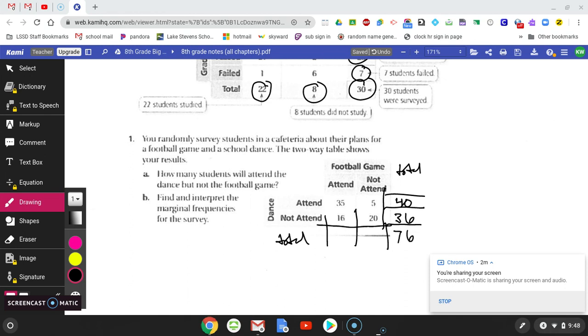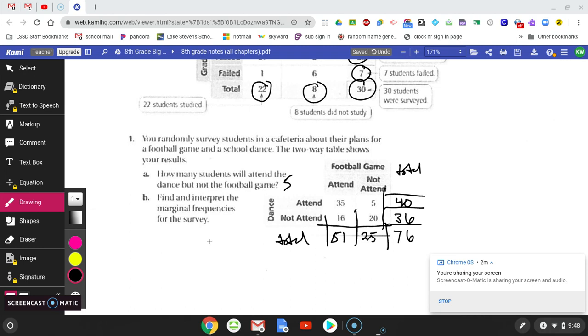Okay, if we add going down, 35 plus 16 is 51, and 5 plus 20 is 25. And you should be able to double check that 51 plus 25 is 76. If it's not the same total this way and this way, you know you've made an error somewhere. So it says how many students will attend the dance but not the football game. That would be this one here, that would be 5. So we're able to read the table to answer the questions.